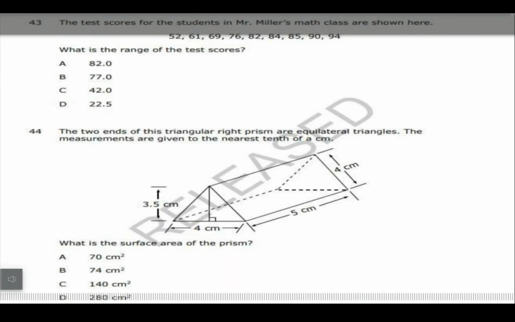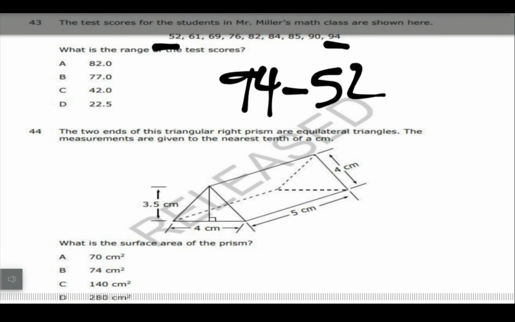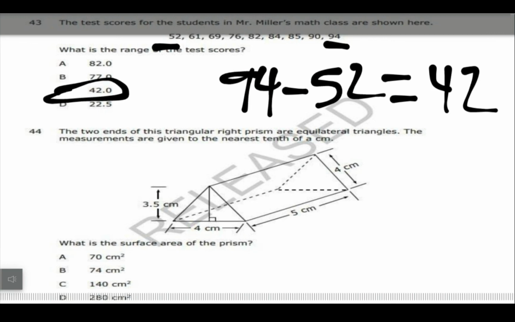All right, for 43, okay, here we have another statistics one that is talking about the range. All right, now luckily these ones are in order. So remember the range is just the highest minus the lowest. So the highest score is 94. Lowest score is 52. So I'm going to take 94 minus 52, and that's going to give me 42. So that's going to be C.